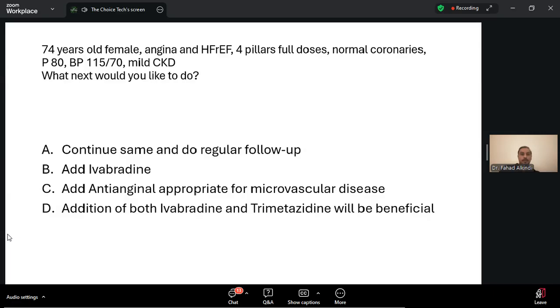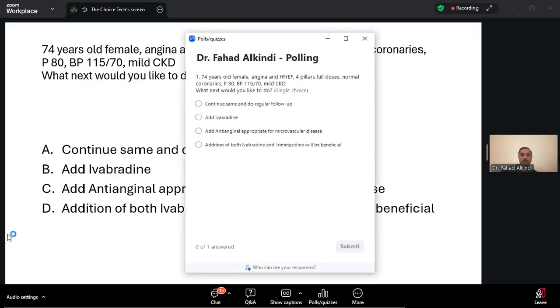So if we ask this question again back to our patient, she had the 4 pillars at full dose, and a normal coronary angiogram by cath. Her heart rate is 80. Blood pressure now is much better, 115/70, with mild CKD. What next would you like to do? You can submit your answer.